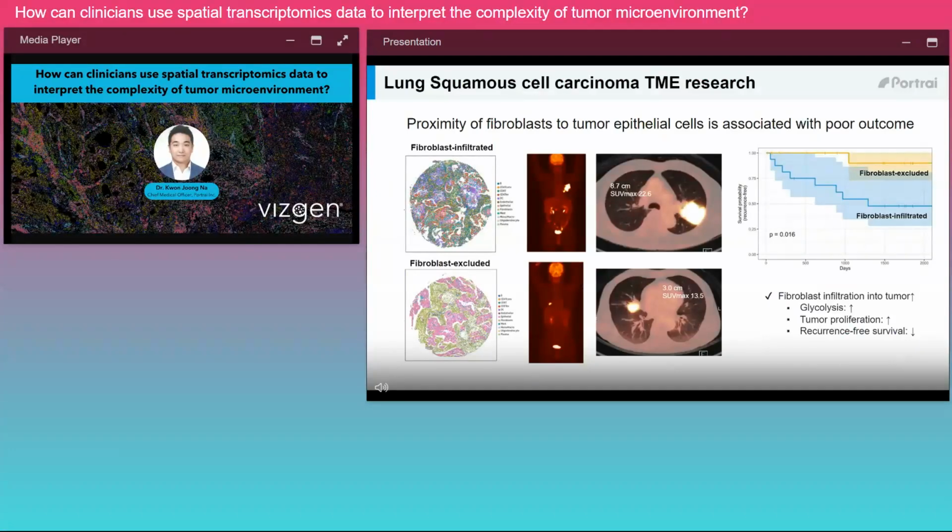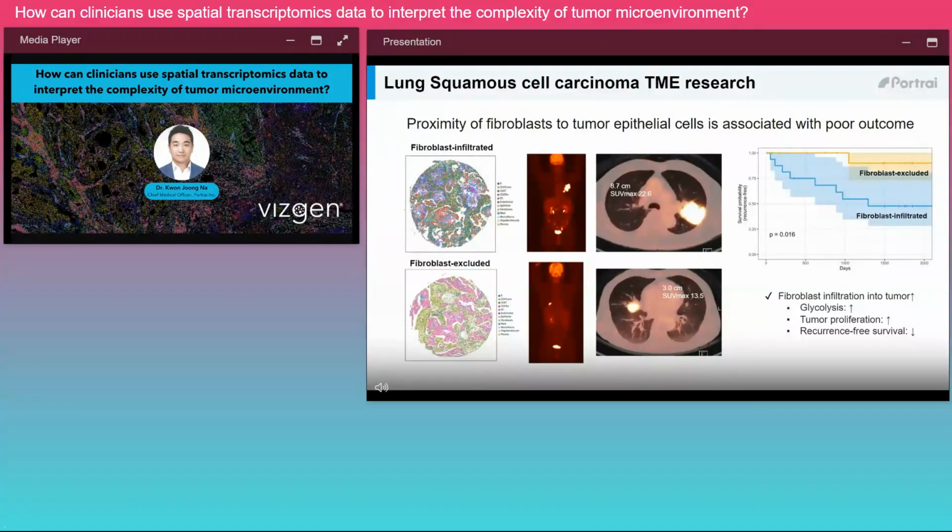Our research indicates that the proximity of fibroblasts to tumor epithelial cells is associated with poor outcomes in lung squamous cell carcinoma. On the left, we have visual representations of fibroblast-infiltrated and fibroblast-excluded tumors. The PET-CT images in the middle illustrate the difference in tumor size and metabolic activity between these two conditions. Tumors with higher fibroblast infiltration on the top tend to be larger and show higher SUV max values, indicating increased metabolic activity compared to the fibroblast-excluded tumors on the bottom.